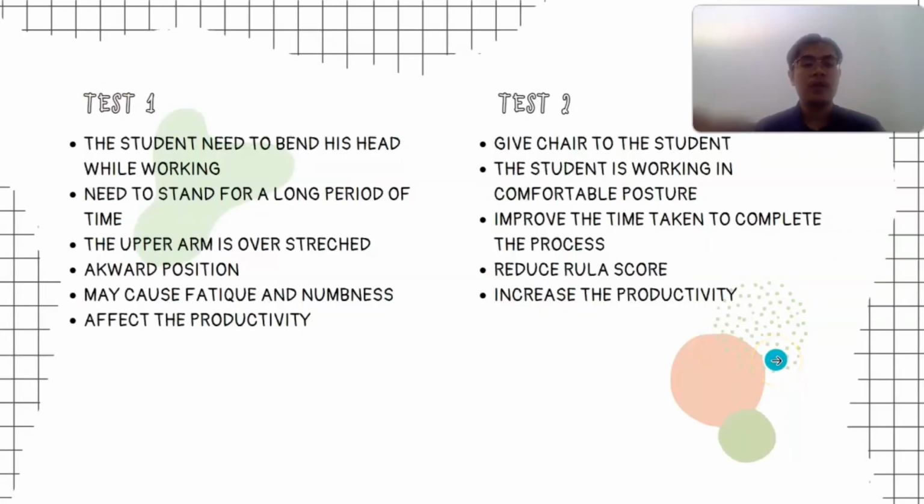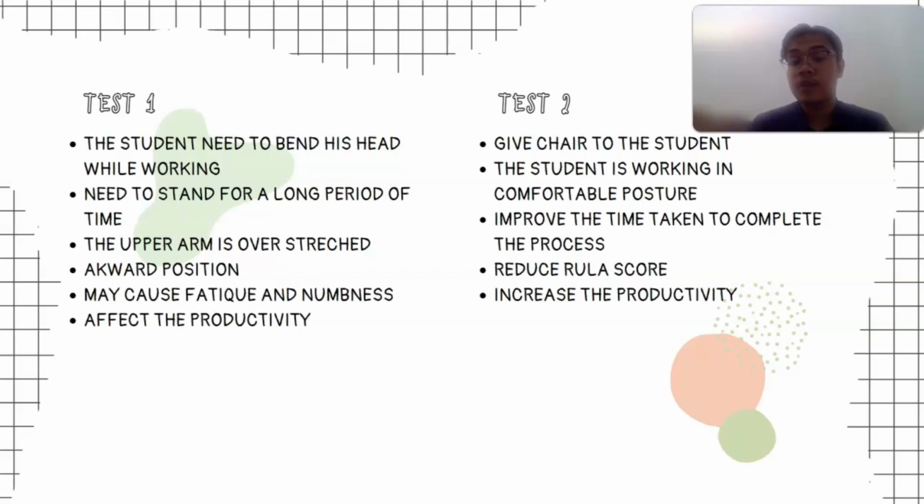So we can conclude that in test 1, the student needs to bend his head while working. The student also needs to stand for a long period of time, and as we can see in the figure, the upper arm is overstretched, and the student is working in an awkward position. So it may cause fatigue and numbness that will affect their productivity.